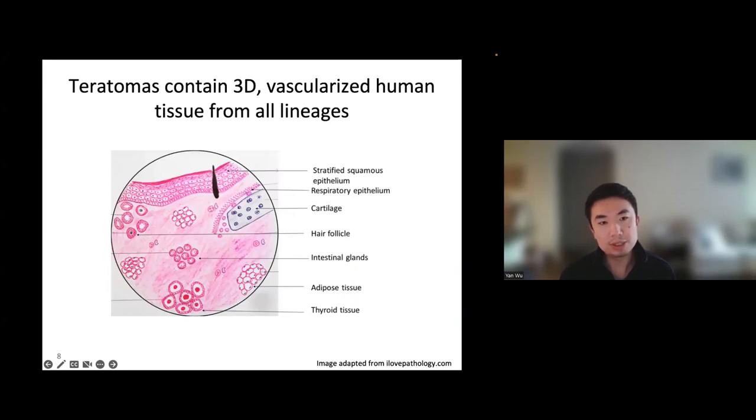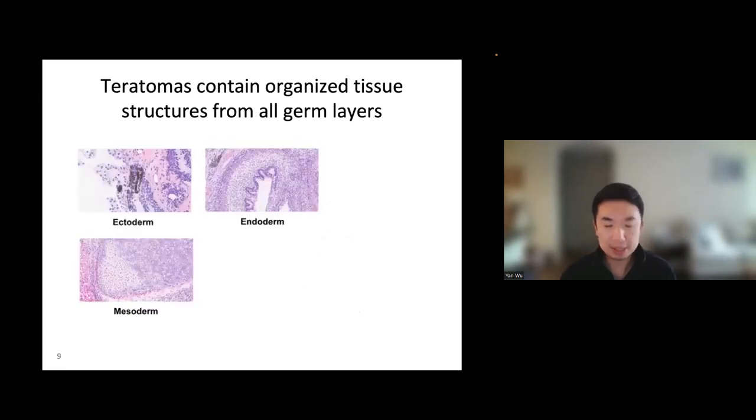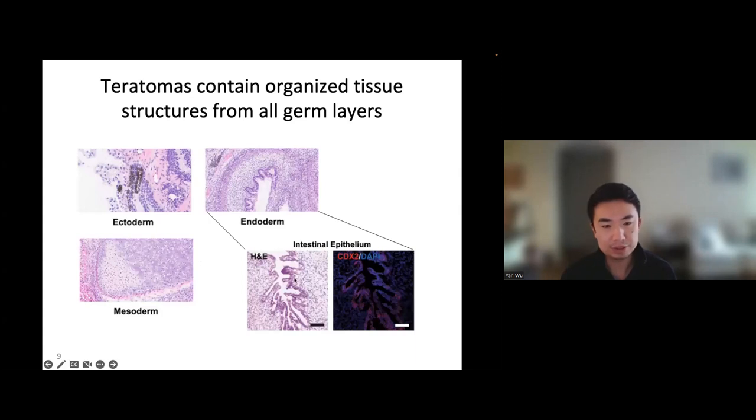So teratomas were an interesting model for us because they contain 3D vascularized human tissue from all lineages. And they're primarily used as the sort of gold standard for stem cell pluripotency. So the teratoma formation assay was something that was done to validate whether stem cells were truly pluripotent. And to validate that they are truly pluripotent, you have to validate that they contain organized tissue structures from all germ layers. So here we see ectoderm, endoderm, and mesodermal histology stains. And for the endoderm, you can zoom in on one of these little structures that looks like an intestinal epithelium.